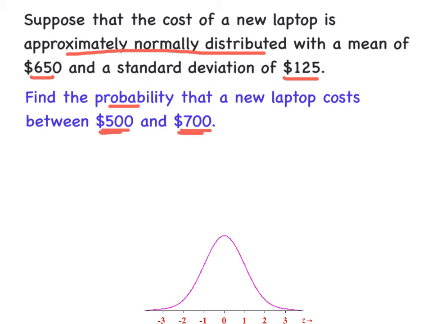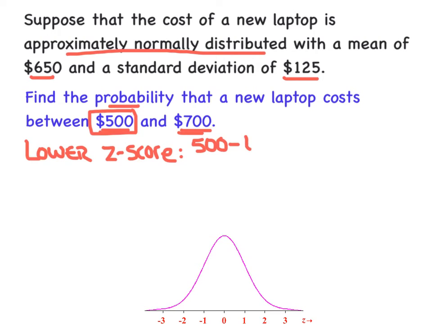So let's try to standardize. We'll start off with the lower number first. So our lower z-score, if we go back to that formula we introduced you to a few minutes ago, I'm going to start with 500. I'm going to take 500, subtract the mean, and after I subtract off the mean, I'm going to divide by 125, which is our standard deviation.